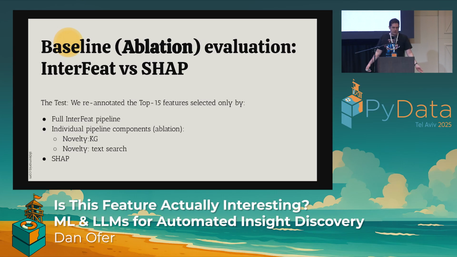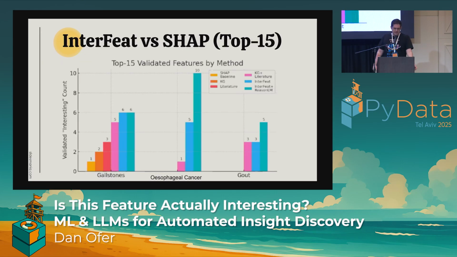So we basically took the top 15 features by the normal pipeline, the pipeline without different components, and by SHAP, and sent them back for annotation. Using SHAP, you can't see it because it's a 0 here out of 15. Basically, more steps, better results, and the LLM helps somewhere between somewhat and a lot.